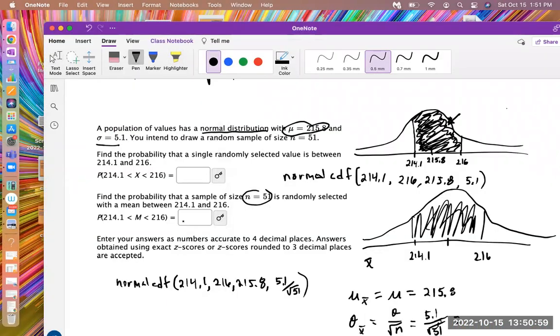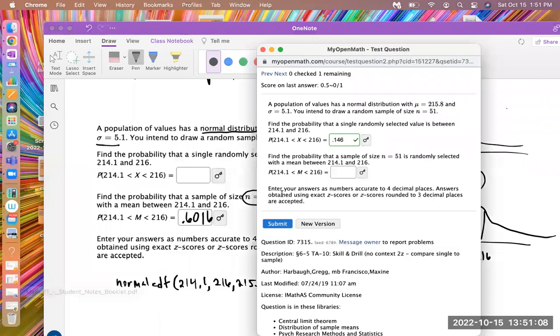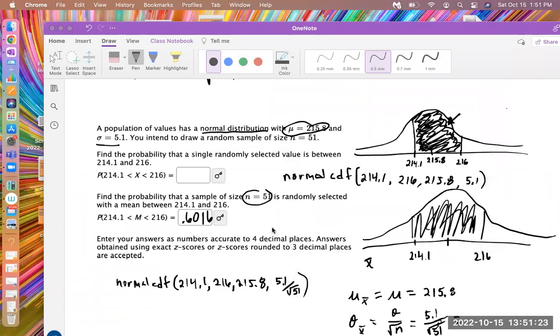Answer is 0.6016. And let's just double check it. 0.6016 is the correct answer. Let's just make sure it takes it. Yep, all right. So that's how you would do these problems. All right, thanks, bye.